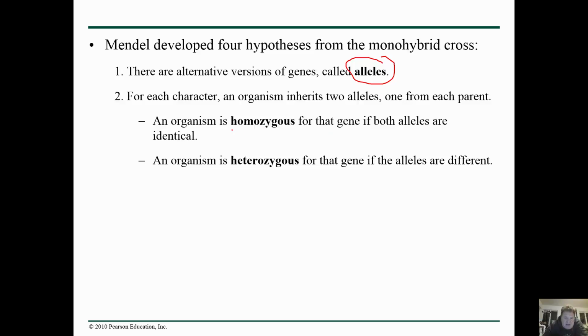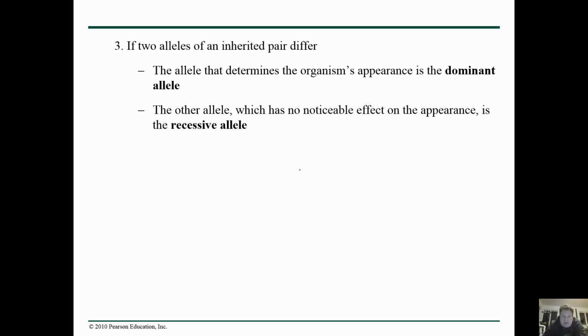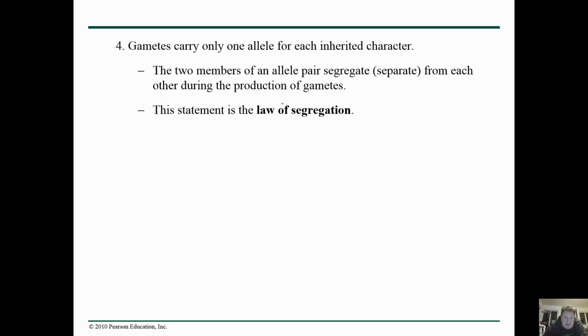And what he said is that an organism is homozygous, the same, if both alleles are identical, and an organism is heterozygous if those alleles are slightly different. And so when we have these different alleles, one allele can be dominant, one allele can be recessive. The dominant one is what always appears, and the recessive one only appears when it is homozygous.